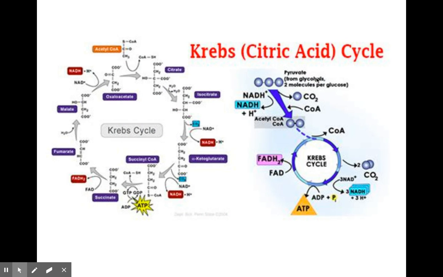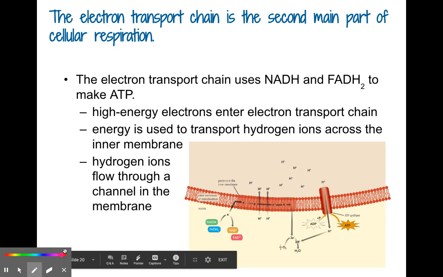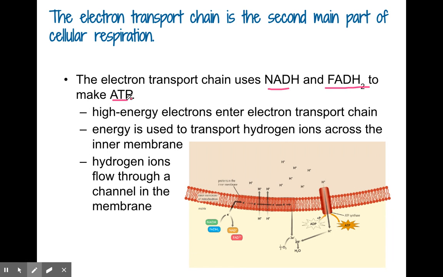All right, same thing. Now, what is the importance of the NAD and the FAD? We keep talking about them, but what exactly do they do? They are super important molecules as they are used to make the final product of ATP. So the electron transport chain is the second main part of cell respiration. The electron transport chain uses those NADH and FADH to make ATP, okay? So if there's anything you guys gotta know, it's that NADH and FADH is used to make ATP.